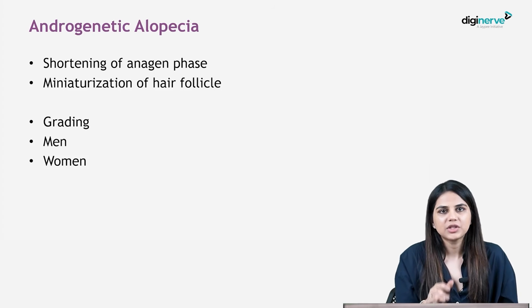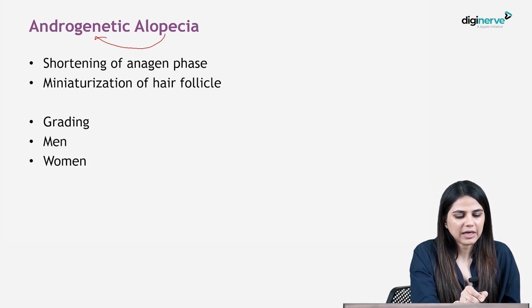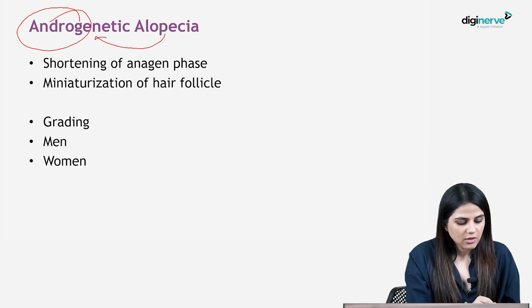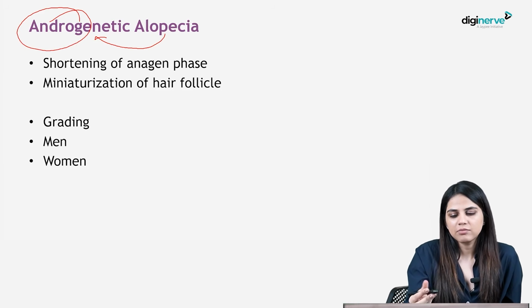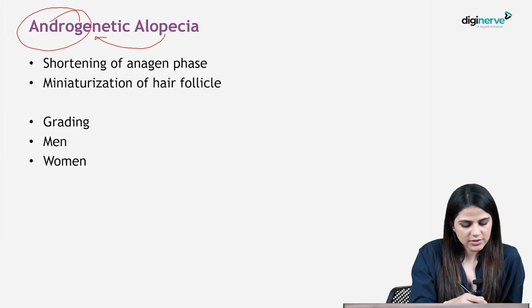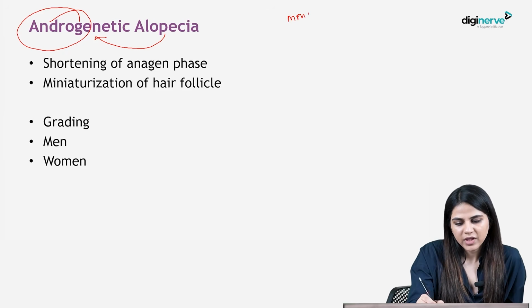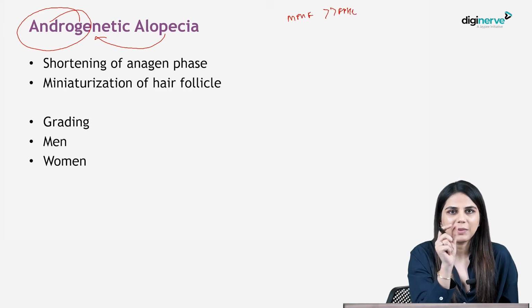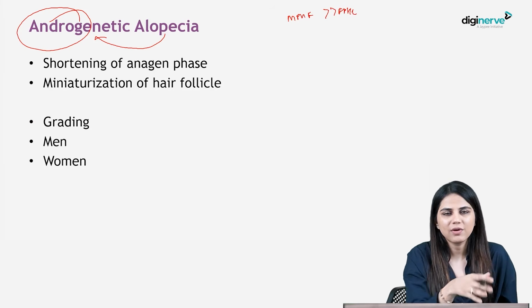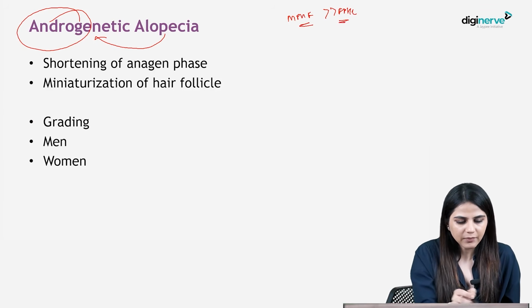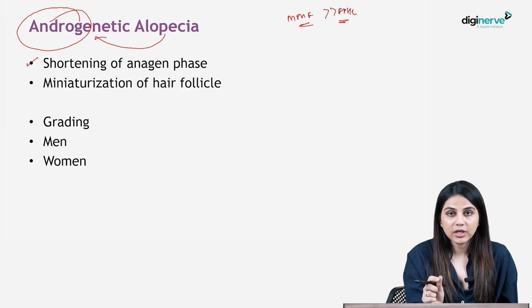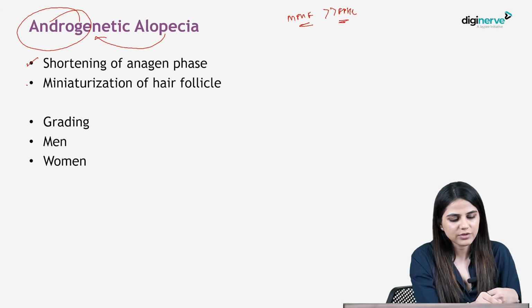What is androgenetic alopecia? Alopecia dependent on androgens. So this is hormonal alopecia, commonly seen in males, known as male pattern hair loss. In females, known as female pattern hair loss. We did not use the word patterned hair loss anywhere before because hair was falling in a diffuse pattern. Here it is falling in a specific pattern and there is a difference that we will see. Anagen phase is shortened and the hair follicle size is reduced.